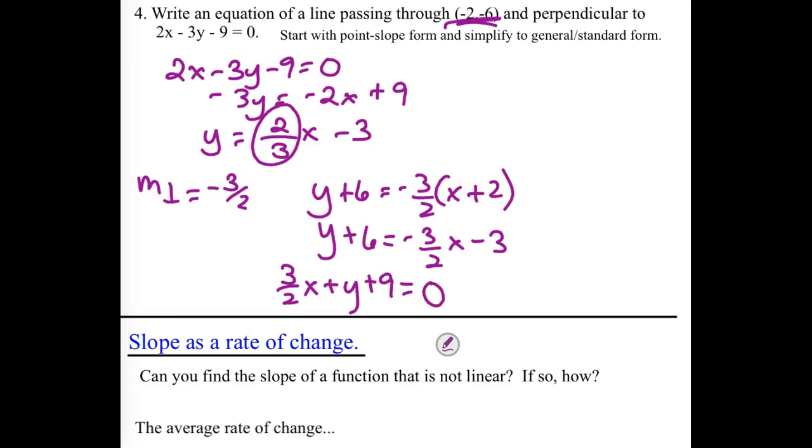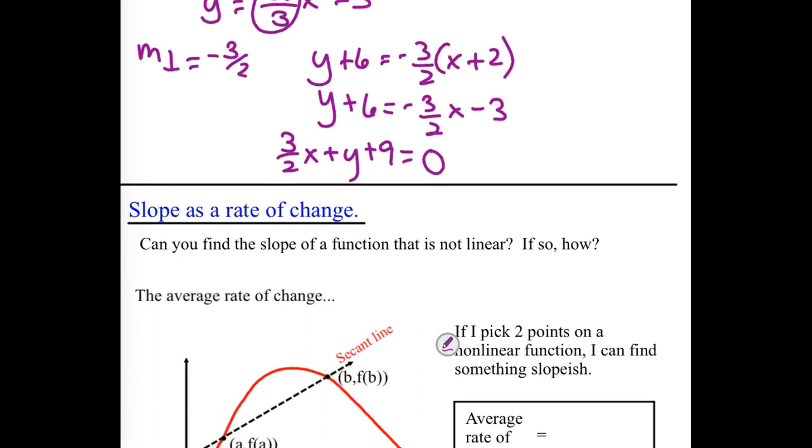Okay? Then what do we do to clean up the fractions? Yep, multiply by a 2. So if I times all of this by a 2, my final answer would be 3x plus 2y plus 18 equals 0. All right. How are we feeling about parallel and perpendicular?